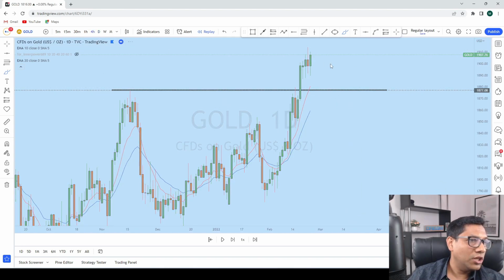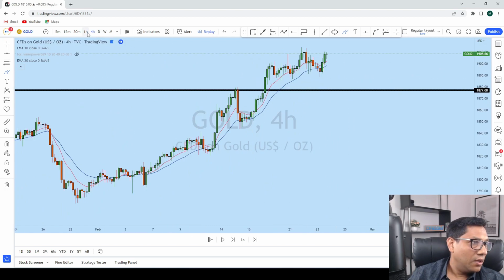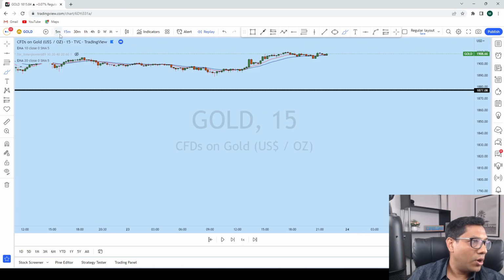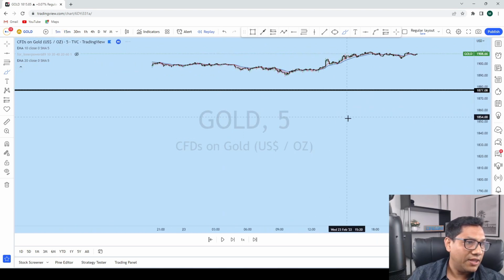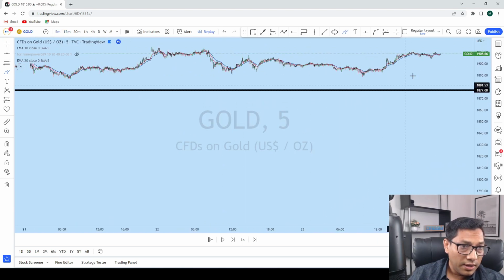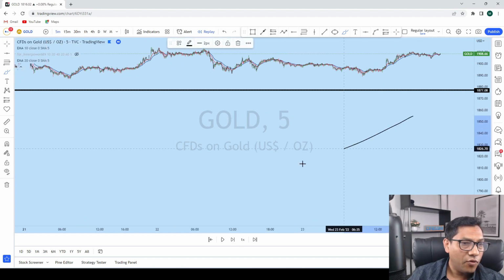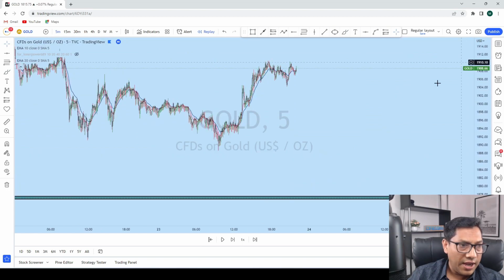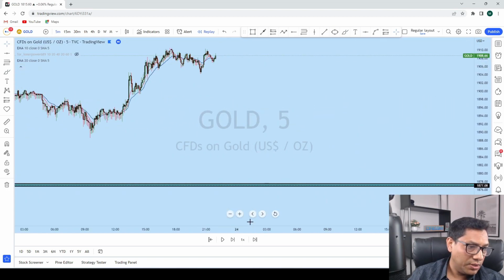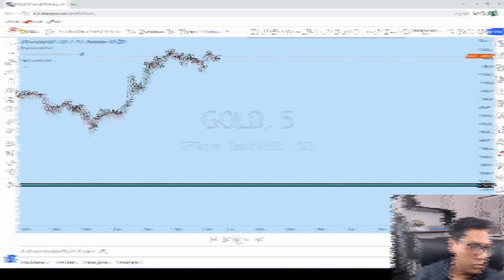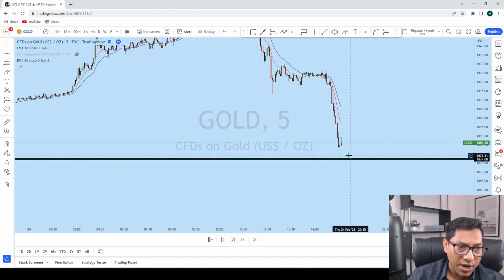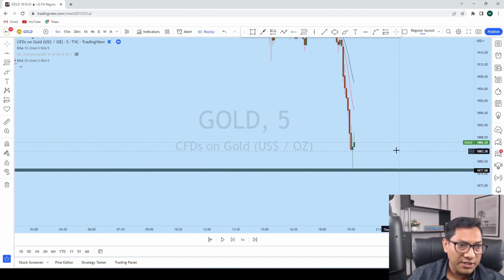So let's slowly jump onto the lower time frame, 1 hour, 15 minutes. Now let's look at 5 minutes. Now this is the level that we have drawn. The price is here and we'll be waiting for this price to come back to this mirror level and then give us a suitable entry opportunity. Okay, so now you can see this is the 5 minutes chart, and exactly from that level we have seen primarily a 5 minutes candle rejection.